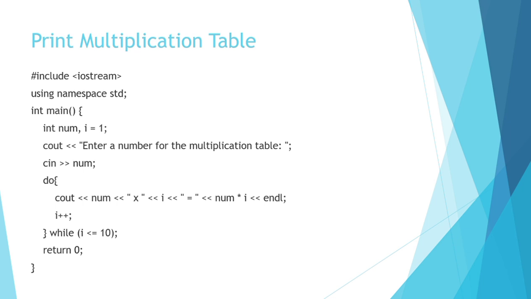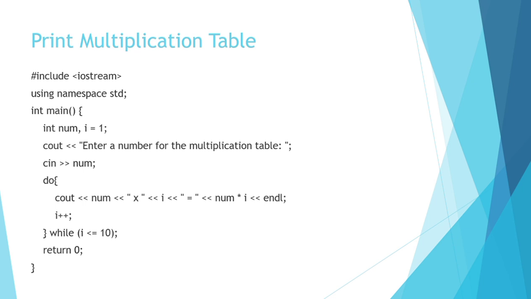Cout "Enter a number for the multiplication table"; this outputs a prompt asking the user to input a number. Cin >> number; this takes the input from the user and stores it in the number variable. The user will enter a number, and this number will be used to calculate and display the multiplication table.